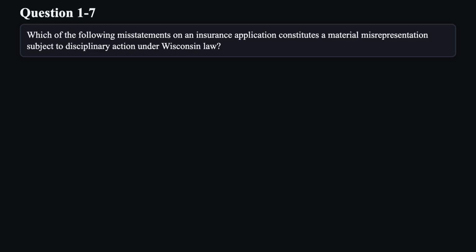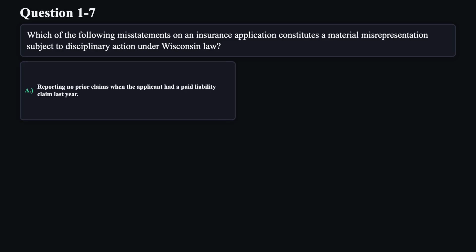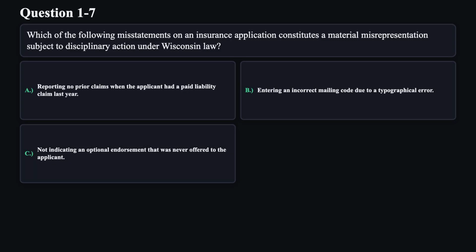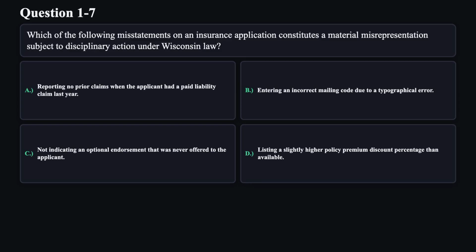Which of the following misstatements on an insurance application constitutes a material misrepresentation subject to disciplinary action under Wisconsin law? A. Reporting no prior claims when the applicant had a paid liability claim last year. B. Entering an incorrect mailing code due to a typographical error. C. Not indicating an optional endorsement that was never offered to the applicant. D. Listing a slightly higher policy premium discount percentage than available.